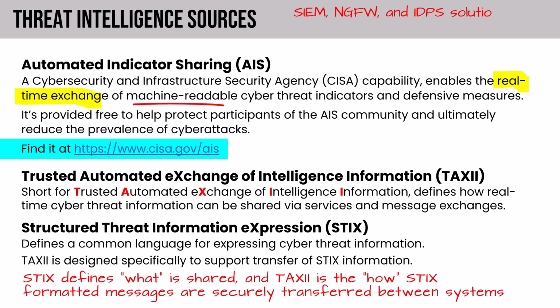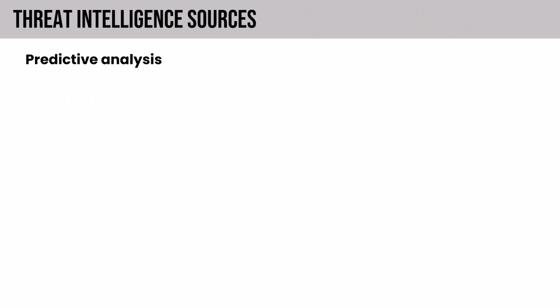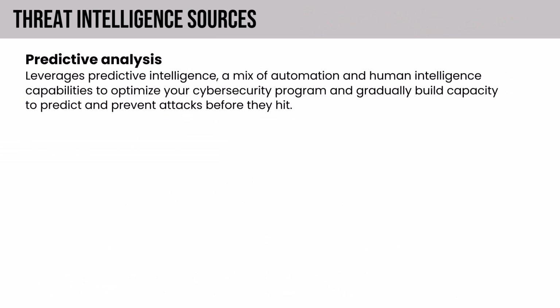And your SIEM, next-generation firewalls, and some IDPS solutions, intrusion detection and prevention, may actually ingest threat intelligence feeds. So those solutions can make better real-time decisions. There's predictive analysis, which leverages predictive intelligence. It's a mix of automation and human intelligence capabilities to optimize your cybersecurity program and gradually build capacity to predict and prevent attacks before they hit.